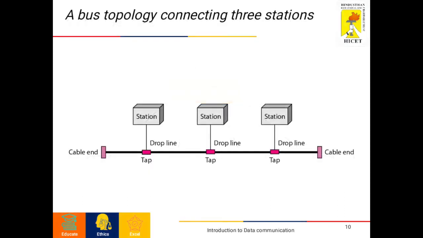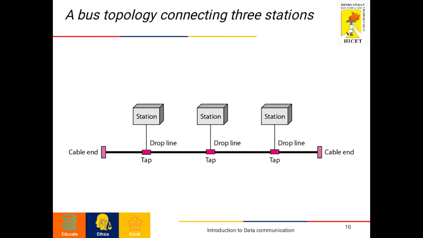The next one is bus topology. The bus topology is a multipoint topology. One long cable acts as a backbone to link all the devices. The nodes are connected to the bus cable by drop lines and taps. A drop line is a connection running between the device and the main cable. A tap is a connector that either splices into the main cable or punctures the sheathing of the cable to create contact with the metallic core.